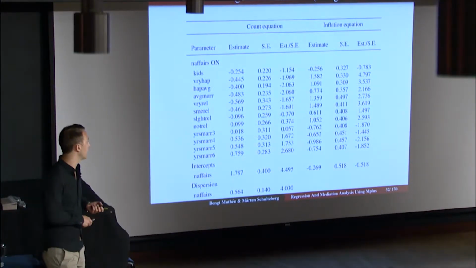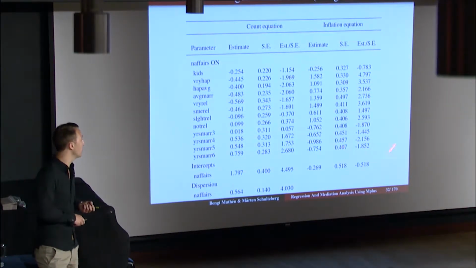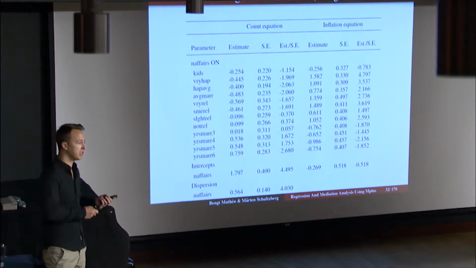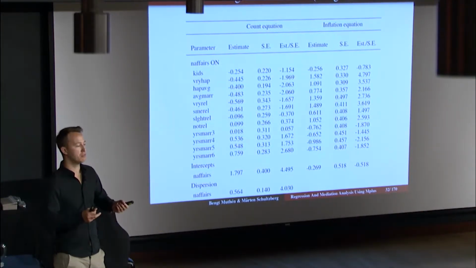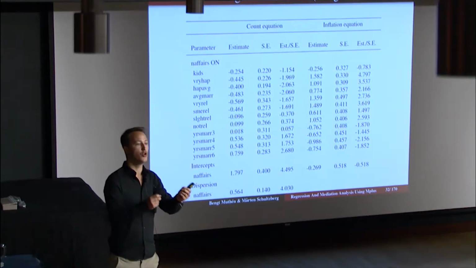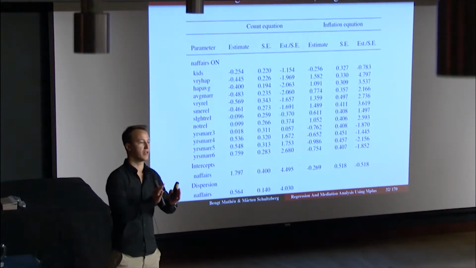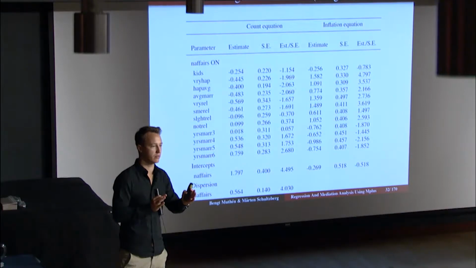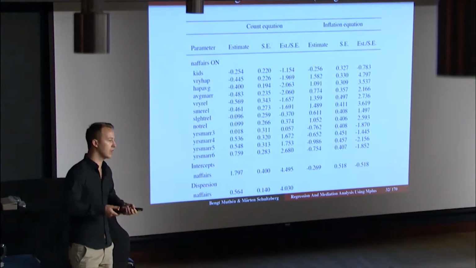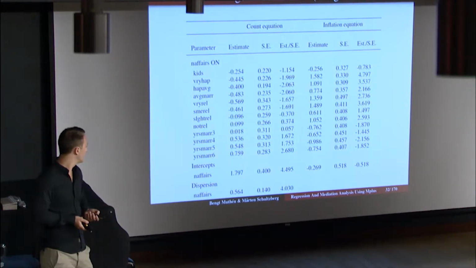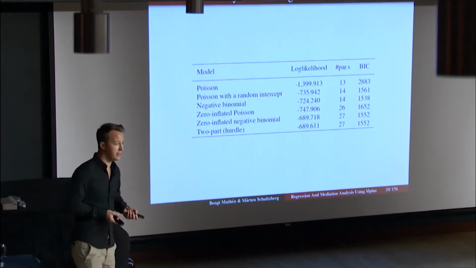But I just want to say here that even when we add this inflation equation modeling the zeros as a mixture, the dispersion parameter is still significant. So the model here kind of suggests that it's not enough to model the zeros as a mixture. You also have to shift some probability for the count equation to the lower counts. So you kind of need to, in this case, take into account both ways. And then, of course, you can compare these models.